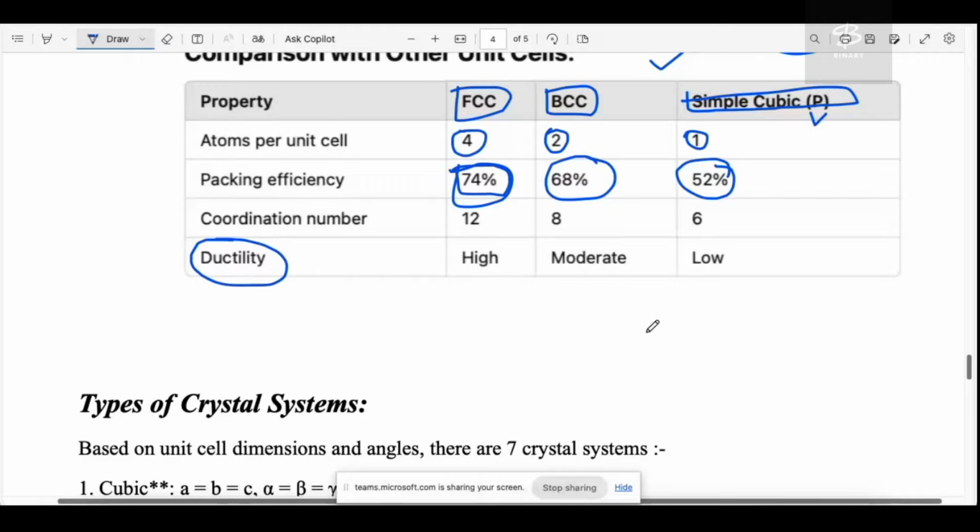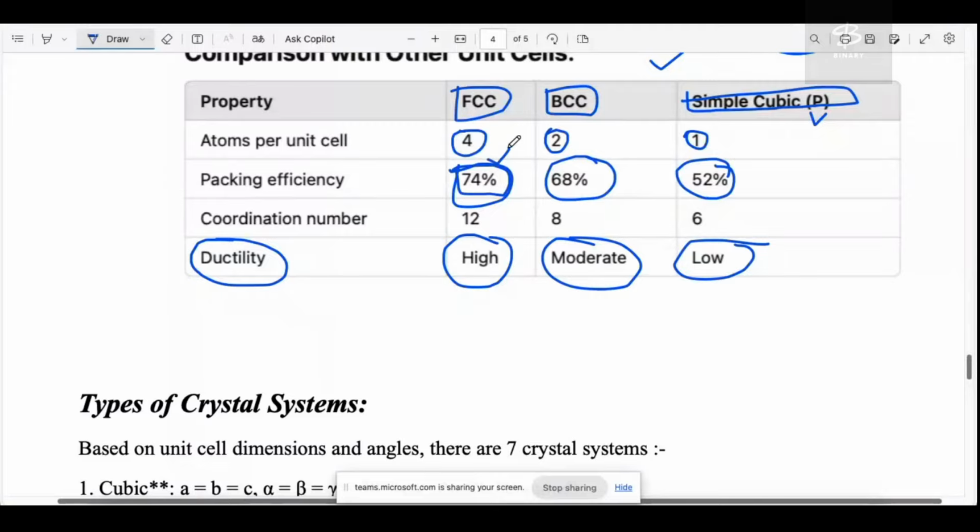So if we talk about the ductility, see here, it's high, it's moderate, and here it is low. Why is it so? The same shape, same things, but what is the difference? The difference is the number of atoms present and the places where they are present. As you can see, here are four atoms. It means the number of atoms present is more, so the volume occupied by the atoms is more. It means they will provide more ductility, right?